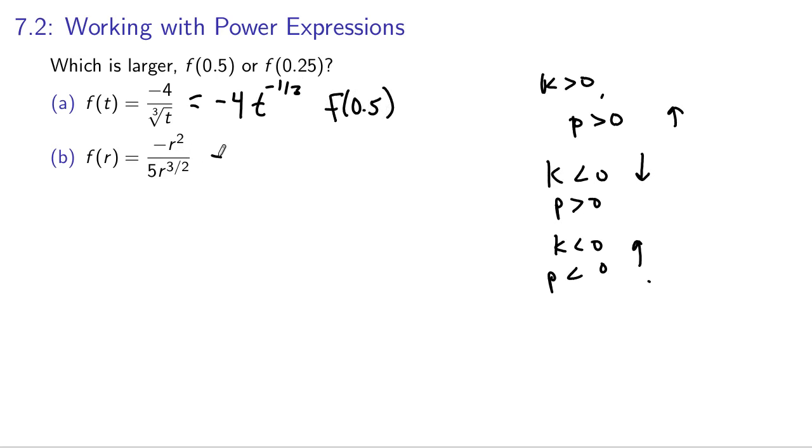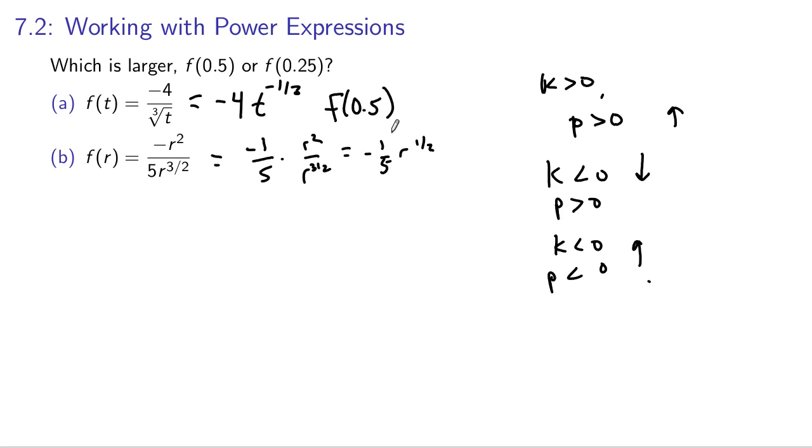And the second one we have -1 over 5 times r squared over r to the 3 halves, which is equal to the subtraction of these powers, which would be 2 minus 1.5, or 4 halves minus 3 halves gives us 1/2. So you have -1/5 r to the 1/2 power, which is a positive power.